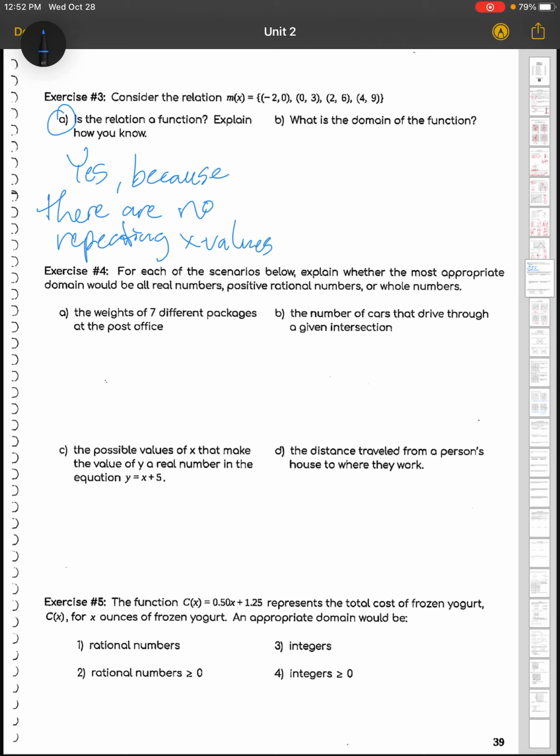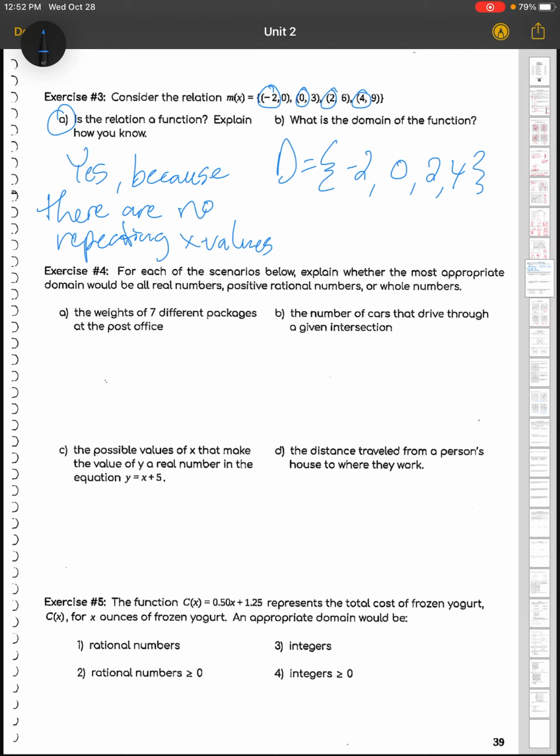Then for B, it says, what is the domain of the function? So the domain here, we just have a bunch of points listed. This is not really a graph. If we put this onto the coordinate plane, we'd have a bunch of random points. So what we do for this is we list out our x values from least to greatest. So our domain would be negative 2, 0, 2, and 4, because those are all of our x values.